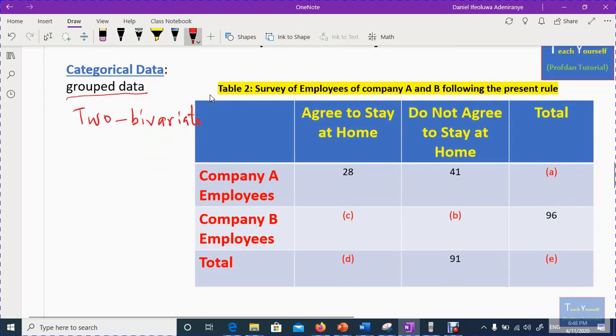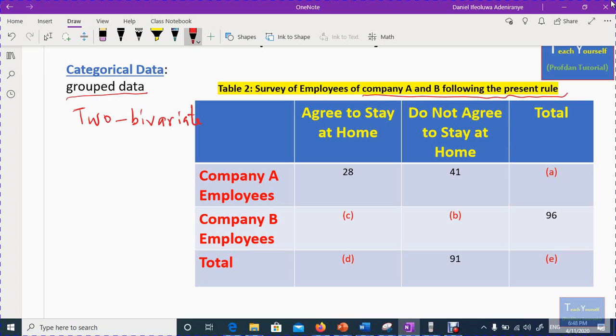All right, now let's look at this example we have here. The title shows table 2, survey of employees of company A and B, following the present rule.